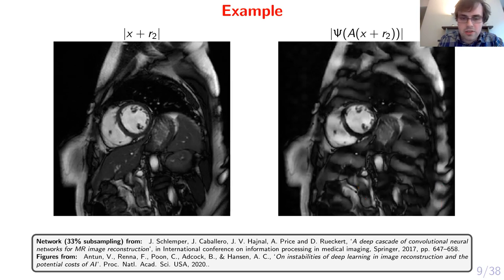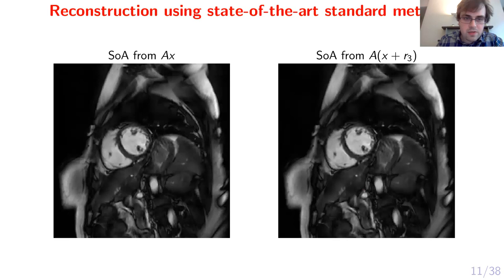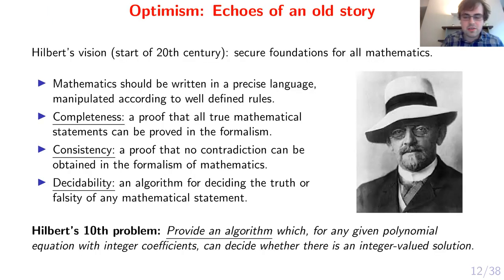And just to show you that I'm not cheating, here's the reconstruction when you use Shearlets and TGV as the regularizer. So you can get a good reconstruction for this particular example using handcrafted methods. Okay, so that's AI generated hallucinations.